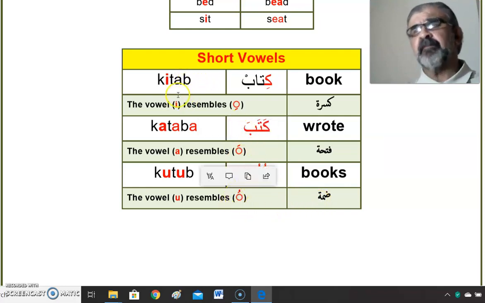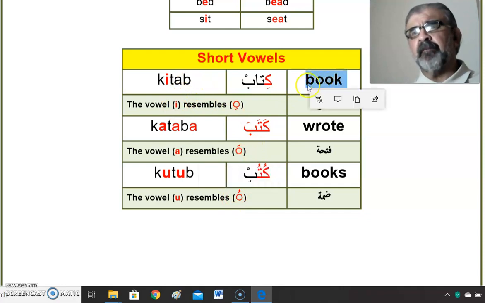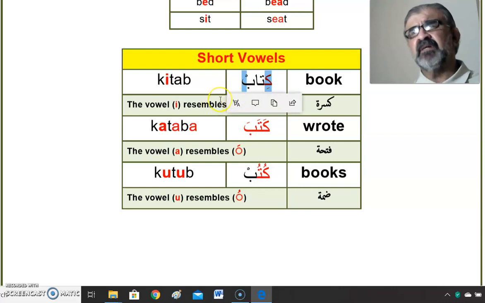So now let's read. The word book. In Arabic, it means kitab, ki. That's a kasra. I. Kitab.